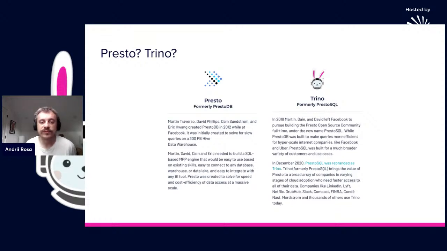So up until now, I've been mostly talking about Presto. Now I'm going to slowly transition to Trino. Just to understand what's the difference between Presto and Trino, I know Brian has already talked about this a little bit. Presto was started in 2012 by Martin, Dave, and Eric. And in 2018, they decided to leave Facebook and focus on building a community-centric project. So they created a fork called PrestoSQL. It was later rebranded as Trino, but this is still the same project.